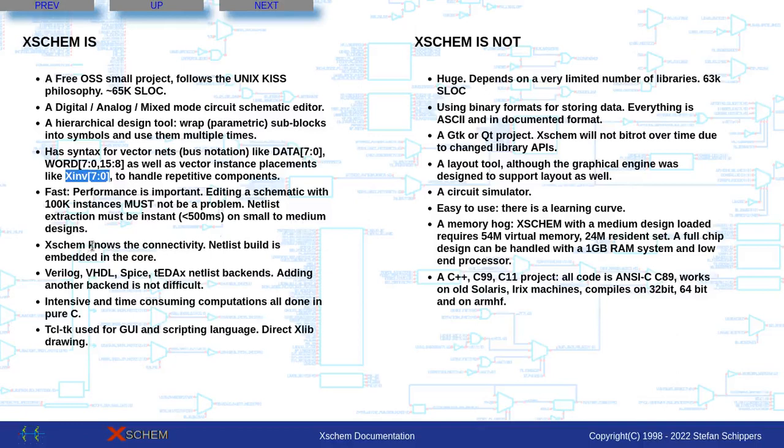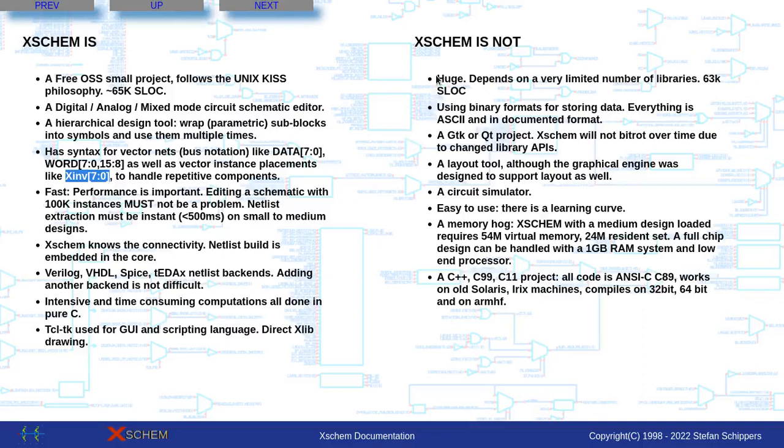The netlist and the logic model of the circuit is embedded into the Xschem core. Next, Verilog, VHDL, Spice, netlist backends are all added, and adding another backend is not very difficult. Also, all the time-consuming computations are done in C, so we are not using scripting languages for heavy tasks. TCL/TK is used for the GUI and as a scripting language, but all the drawing is done directly using the Xlib graphics system.